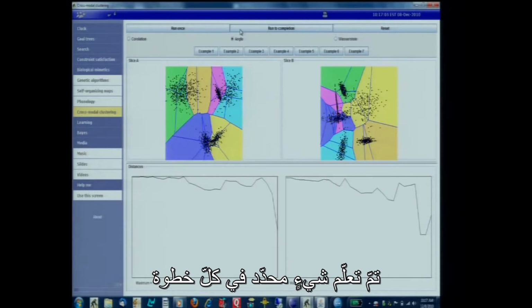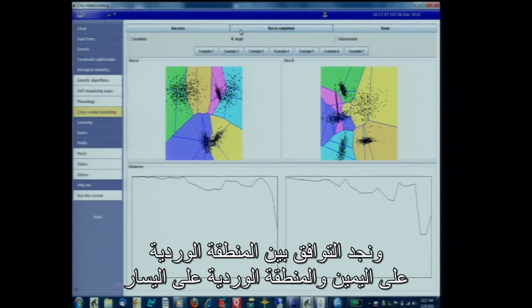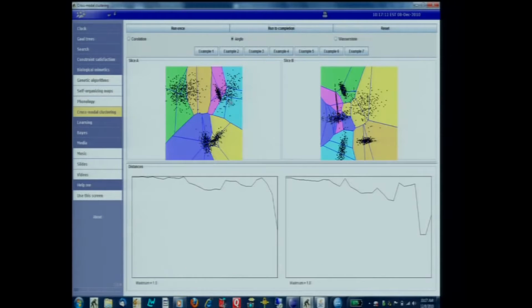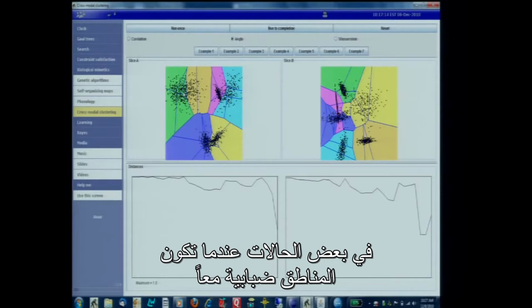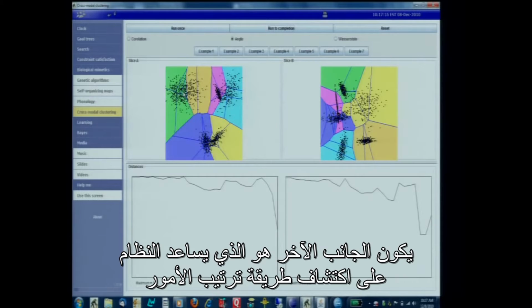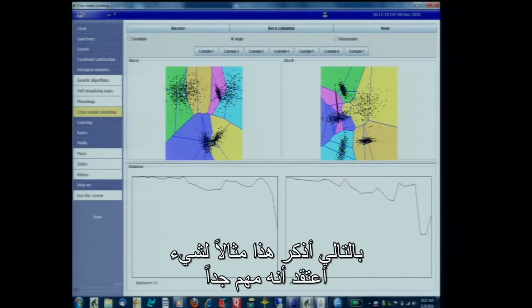Something definite was learned at every step. We find the correspondence between the pink region on the right and the pink region on the left. In some cases where the regions are rather blurred together, the other side is the one that helps the system figure out how things are organized. So I cite this as an example of something I think is very important.